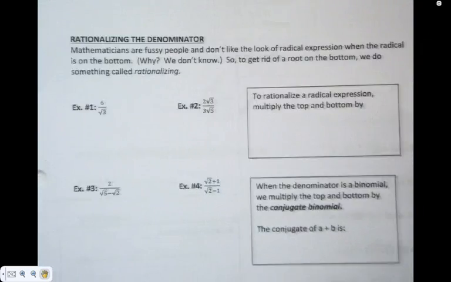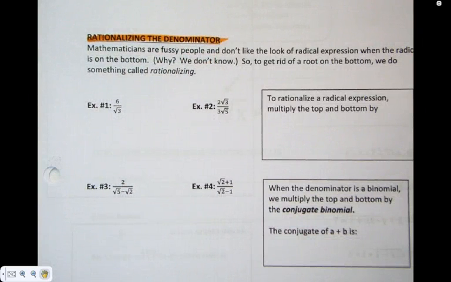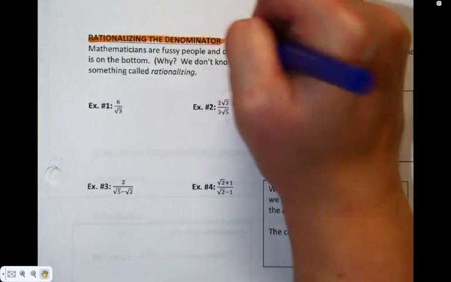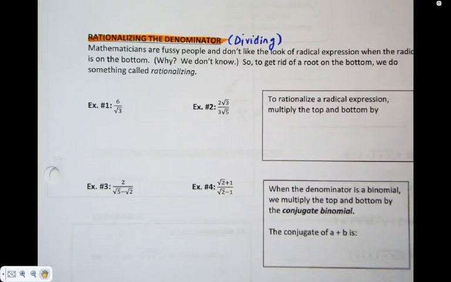We're going to do the equivalent of dividing, which is actually called rationalizing, which makes it sound so fancy. So I'm just going to put dividing in brackets. It's called rationalizing.